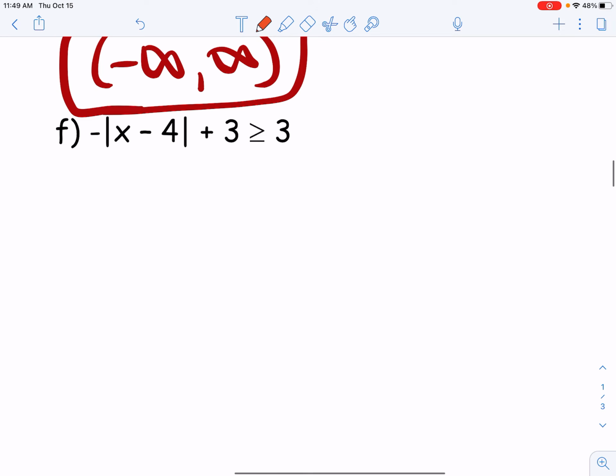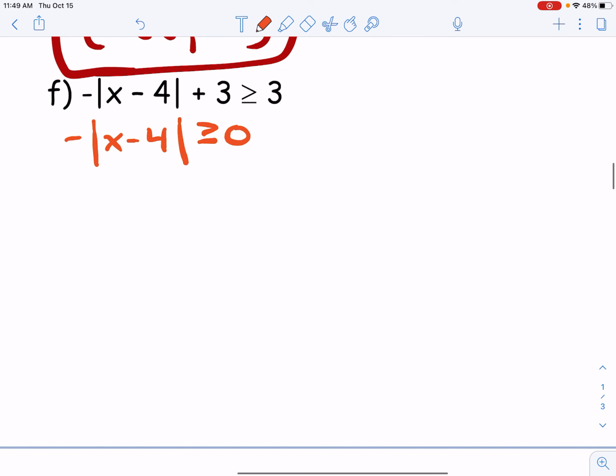It says negative absolute value of x minus 4, plus 3, is greater than or equal to 3. So isolate the absolute value. First thing is I need to subtract the 3. So that gives me this. When I divide by that negative, I'm going to switch my sign. I know that it doesn't affect the 0, but it does change my sign. Okay, so now I have this.